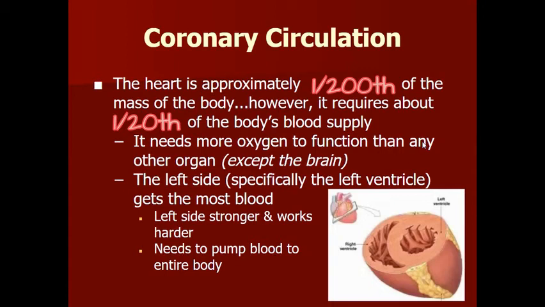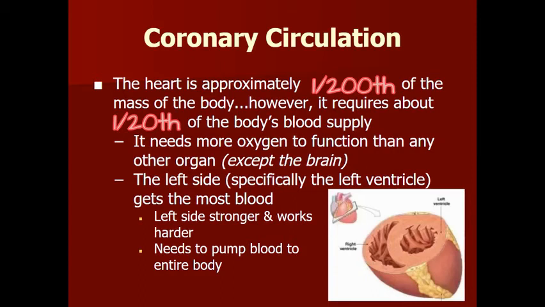The heart itself is approximately 1/200th of the mass of the body, but it requires about 1/20th of the body's blood supply. And that's because it needs more oxygen to function than any other organ in your body except for the brain. And the left side of the heart, especially the left ventricle, gets the most blood of any of the chambers. And that's because the left side is stronger and works harder than the other chambers, because the left ventricle needs to be strong enough to pump blood to the entire body.